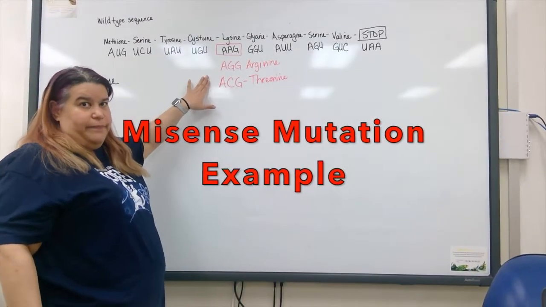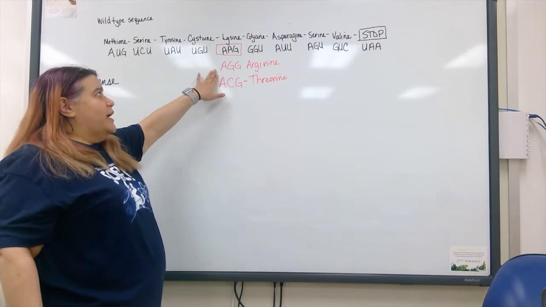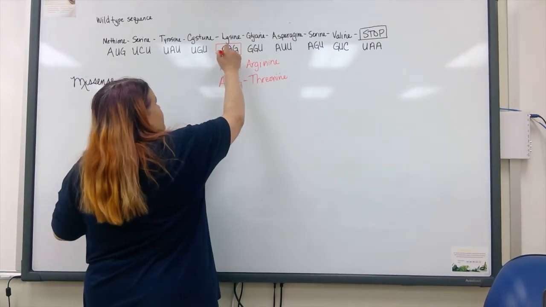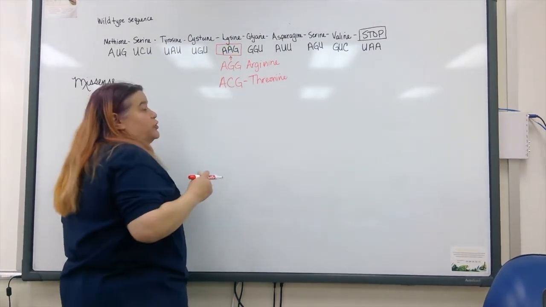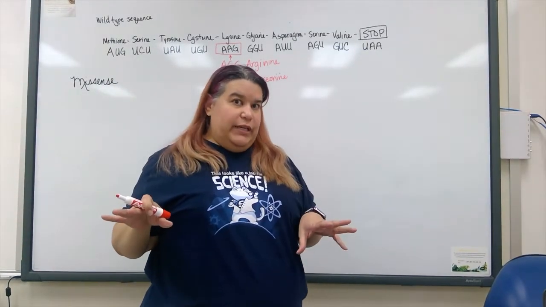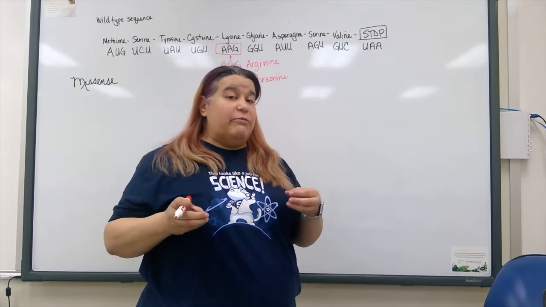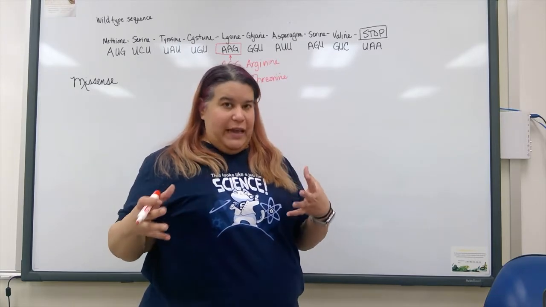Missense mutation. In lysine's place, if it changed this middle base right here to a G, that would replace lysine with arginine. Both of these are about the same size. They're really, really similar in shape as far as chemically.